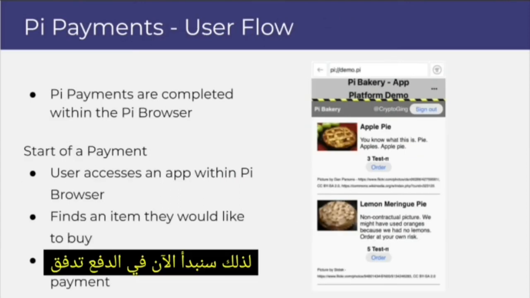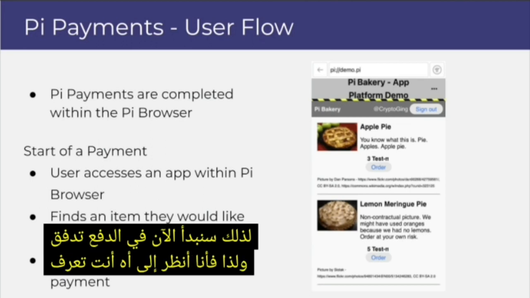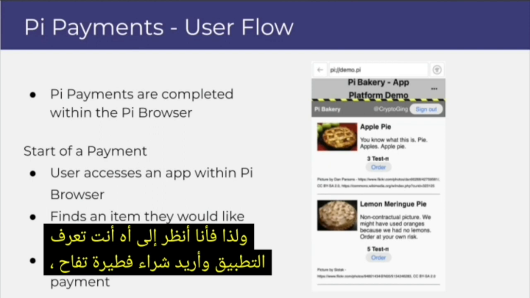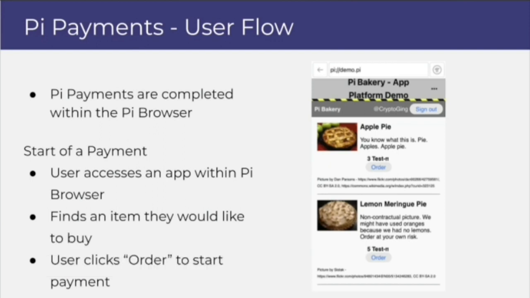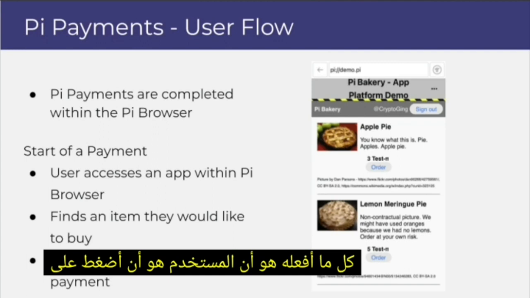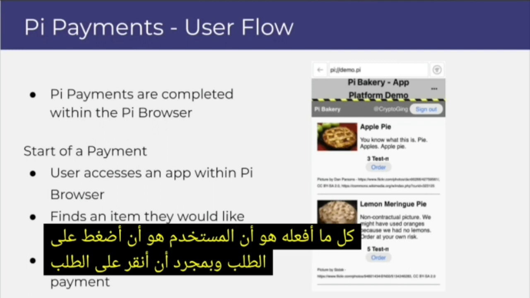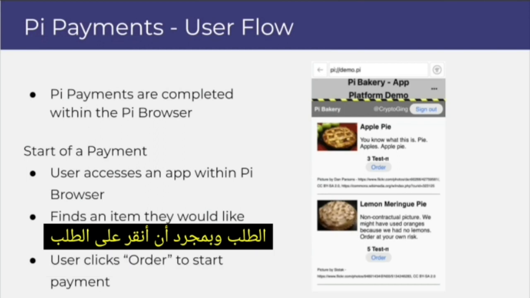So now we'll begin the payment flow. I'm looking at the application, and I want to buy an apple pie. All I do as a user is click order. And once I click order, the payment flow changes.